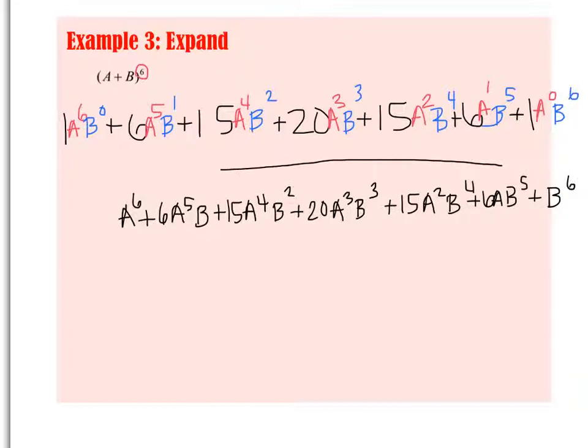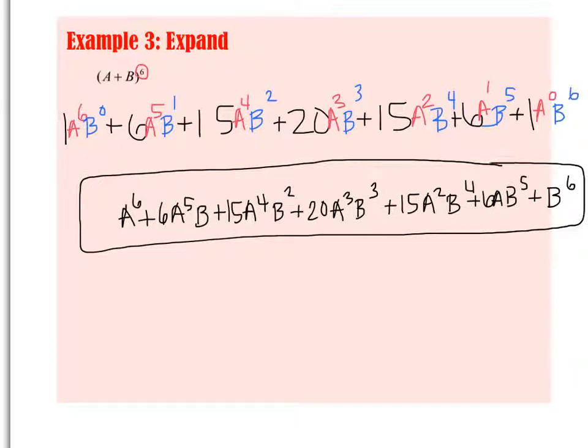And so using those patterns, we were able to find that expansion without having to do all of the distribution and combining of like terms on our own.